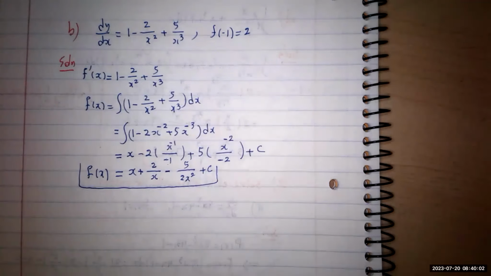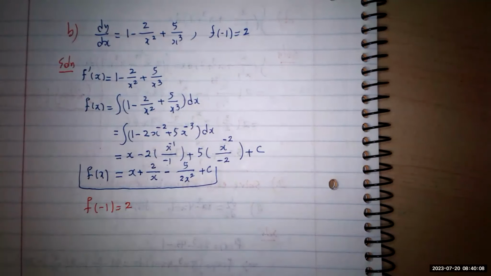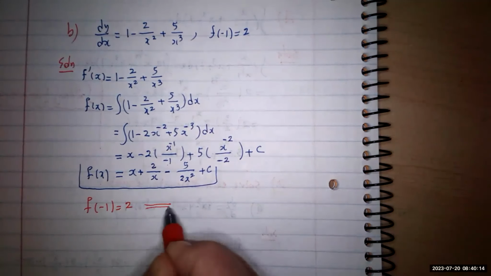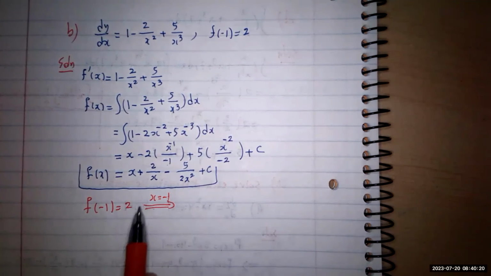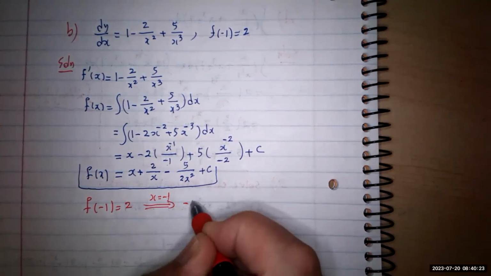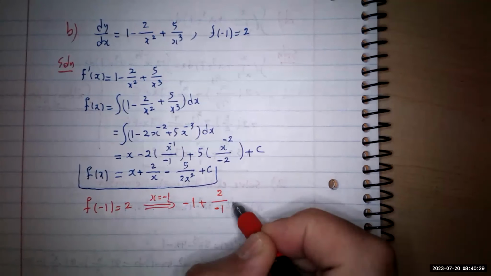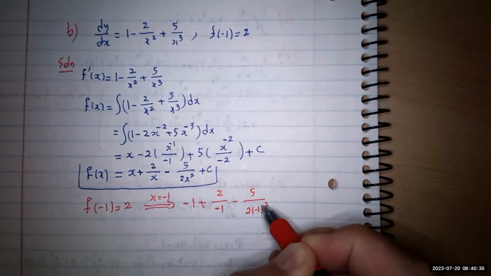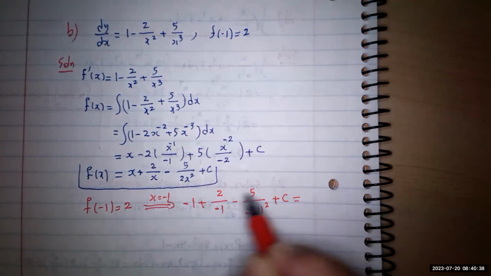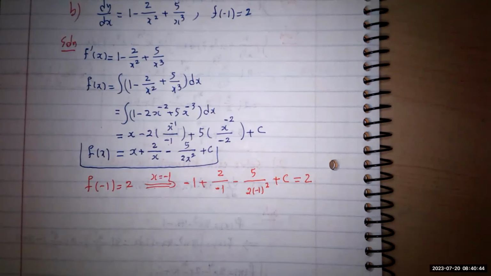And now we have the initial condition. The initial condition is f of -1 equal to 2. So you're not done, we have to continue. This is how we continue. We say, this means I can put x equal to -1, then I let whatever I have equal to the 2. So carefully, -1, it's a -1: 2 over -1 minus 5 over 2 times -1 squared plus the c, and this must be equal to 2. Carefully substitute and continue to find it.